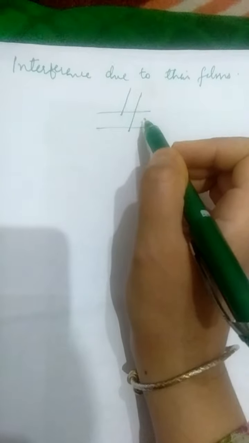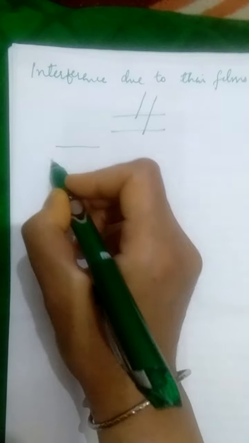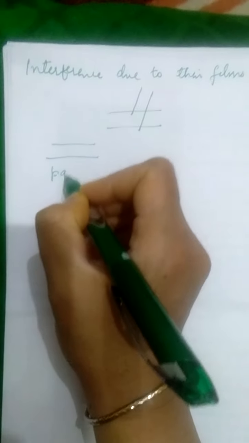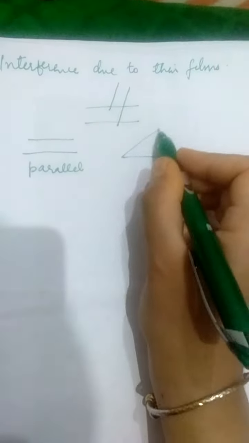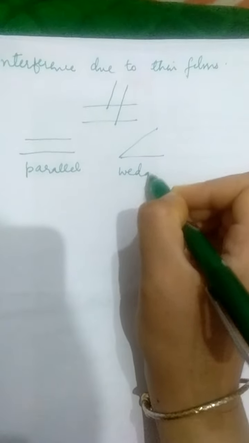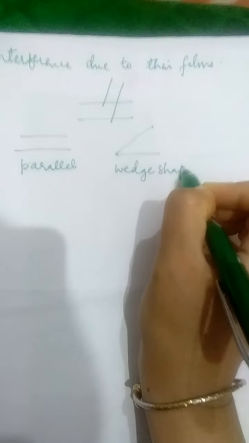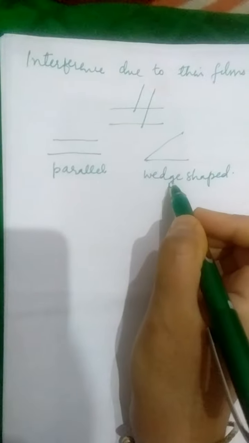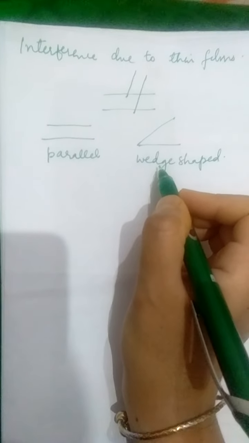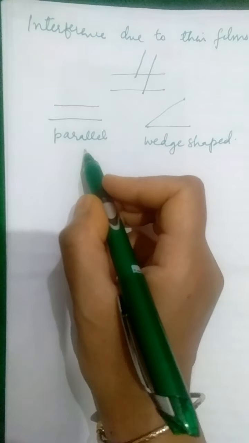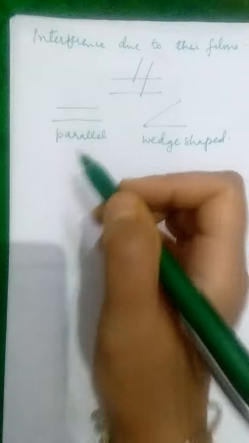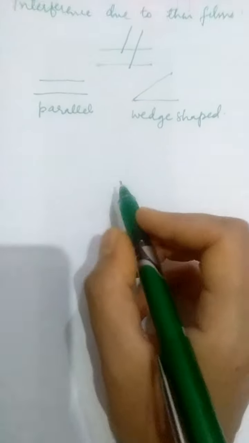Now, films can be of many types, of many shapes. They can be thin, straight films, parallel films. They can be wedge-shaped films. So we shall be discussing each one of them one by one. But in today's lecture, we shall try to cover up the interference due to parallel thin films, right? Now let's consider one such film.